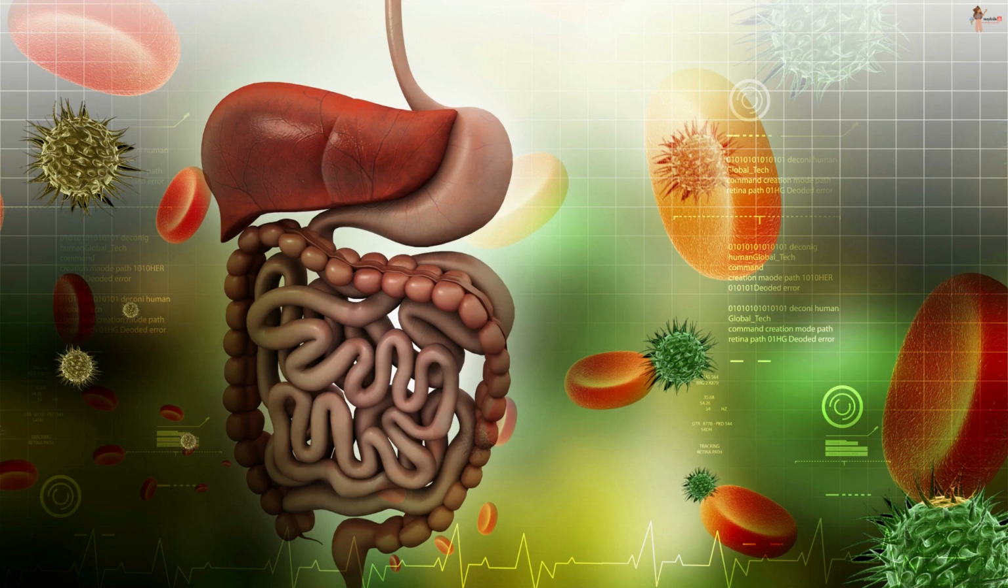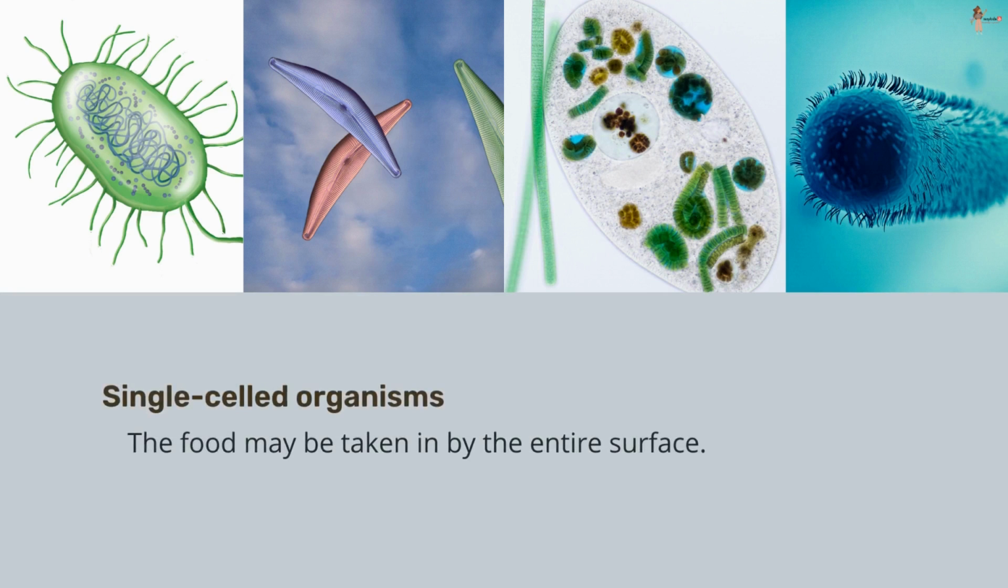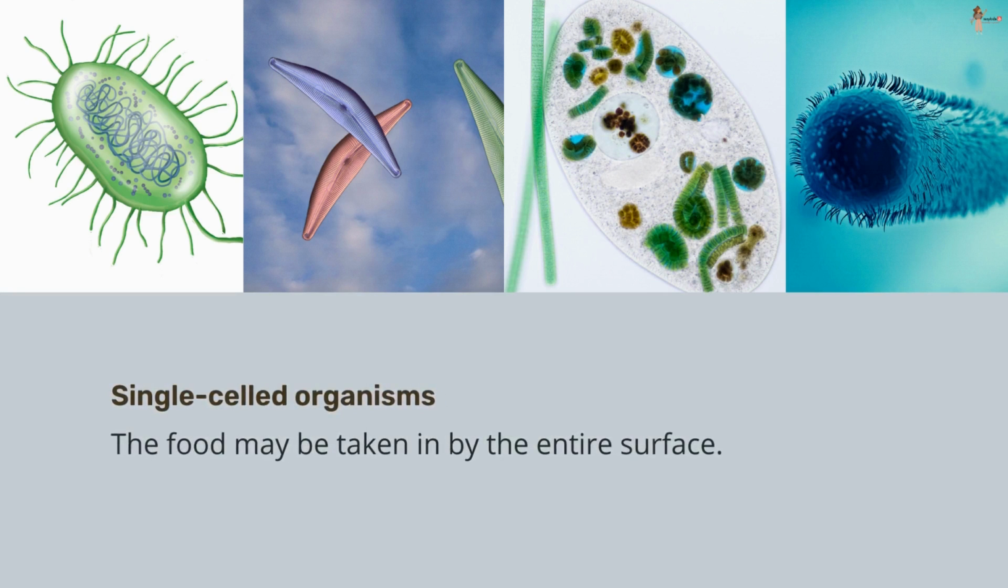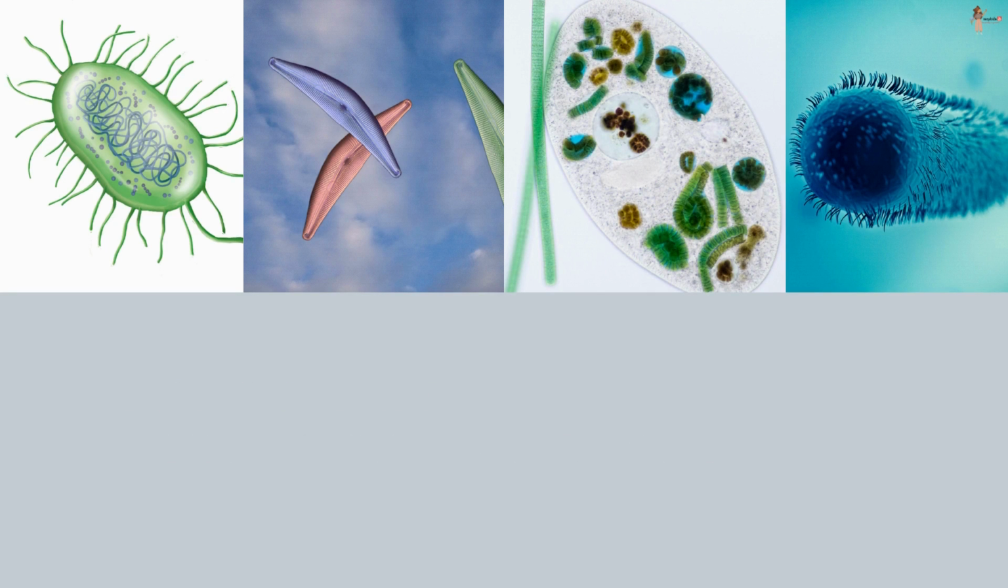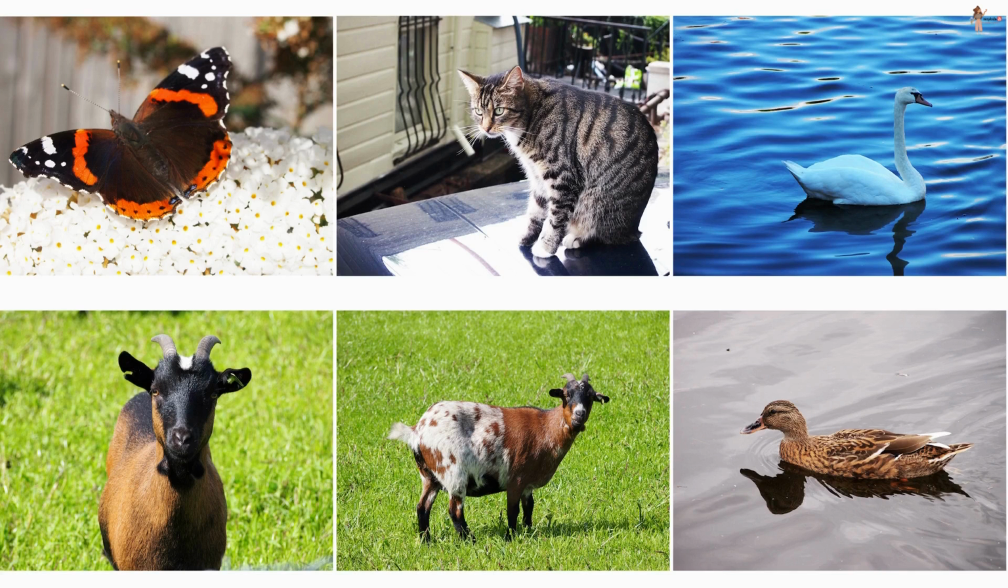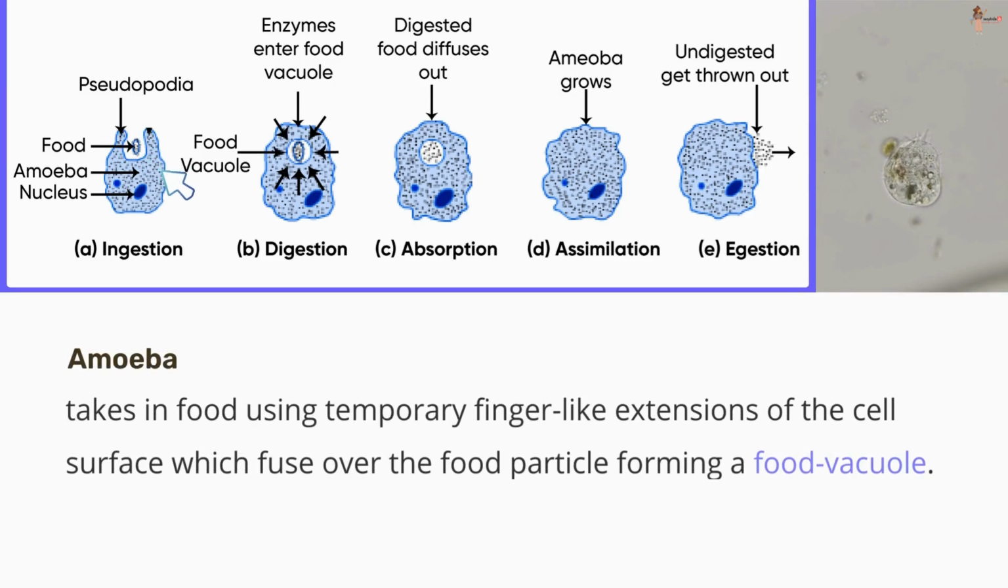Since the food and the way it is obtained differ, the digestive system is different in various organisms. In single celled organisms, the food may be taken in by the entire surface. But as the complexity of the organism increases, different parts become specialized to perform different functions. For example, amoeba. It takes in food using temporary finger-like extensions of the cell surface which fuse over the food particle, forming a food vacuole.